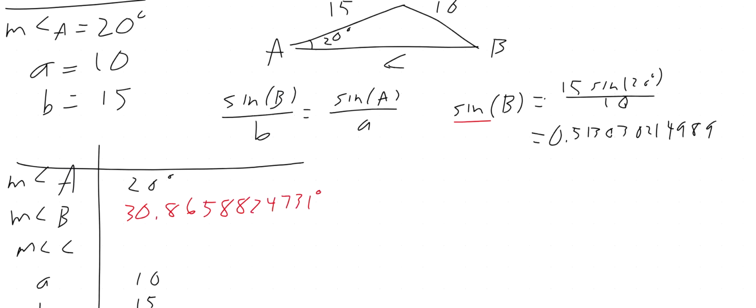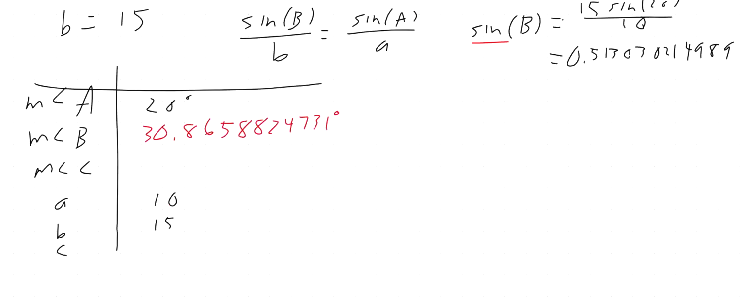All right, so now we have to find our angle C. Since we already know angle A and angle B, we just add them together and subtract from 180. So this will give us 129.13411752 degrees.